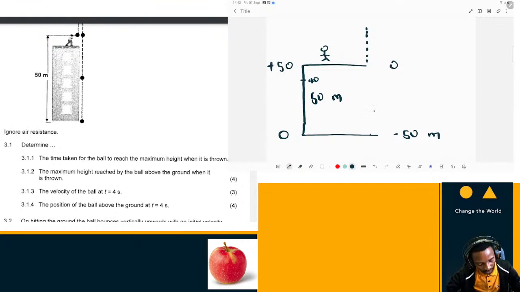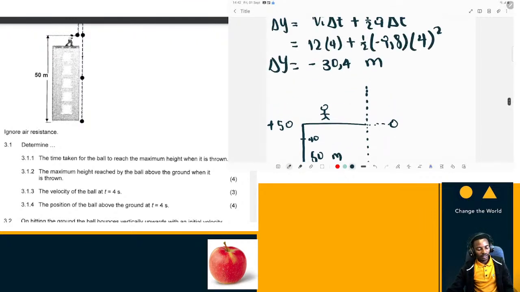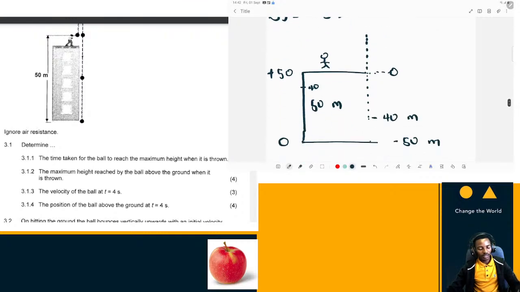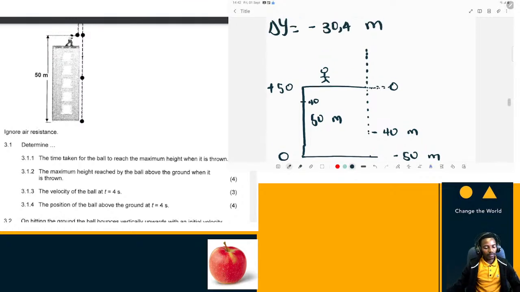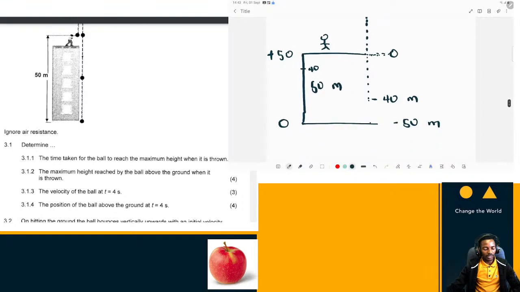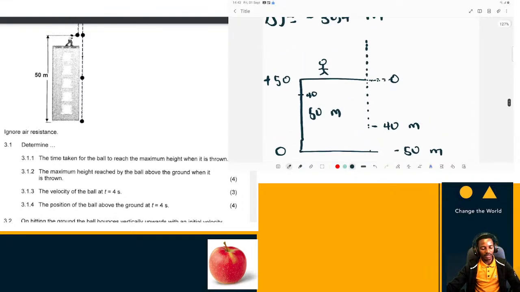So if you are somewhere here, let's say again 40, now you will be moving in the negative direction away from the thrower. So you will be minus 40 meters away from the thrower because you are moving in the negative direction. So the negative displacement we are getting simply implies that it's some distance away from the thrower. It's minus 30.4 meters away from the thrower, below the thrower, not above, but below the thrower.